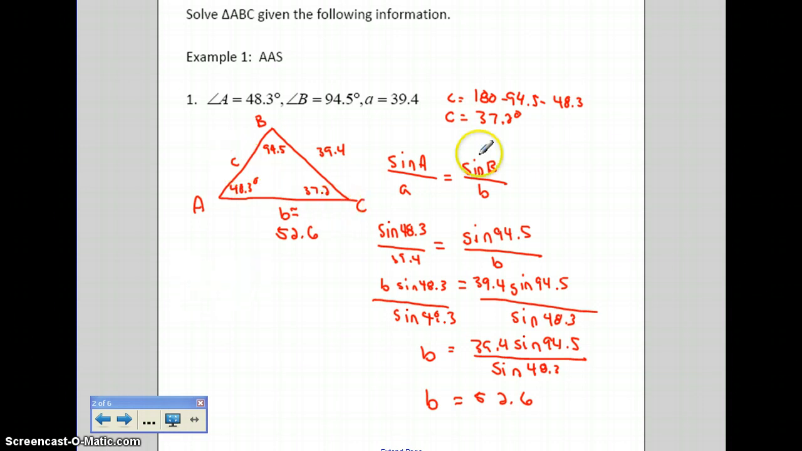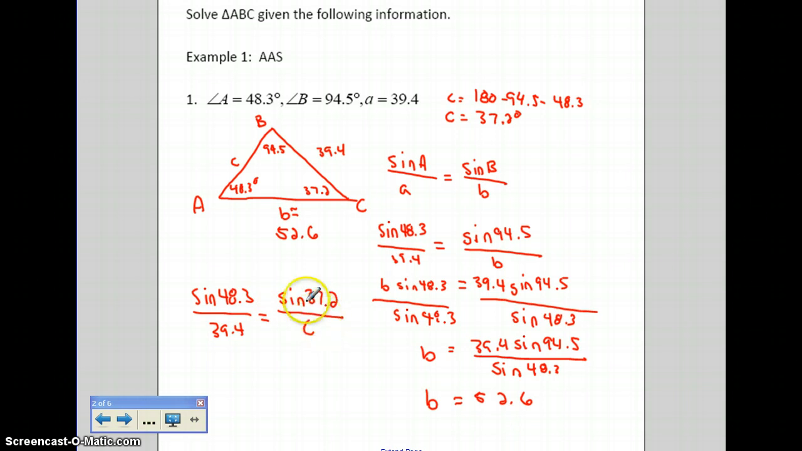Okay? So now what I want to do is find out what side C is. So I'm going to start off with the same idea that I know angle A and I know side A. So instead of B, I'm going to be doing sine of C over C. So I'm going to say the sine of angle A, which is 48.3, 39.4 is going to equal the sine of 37.2 over c.